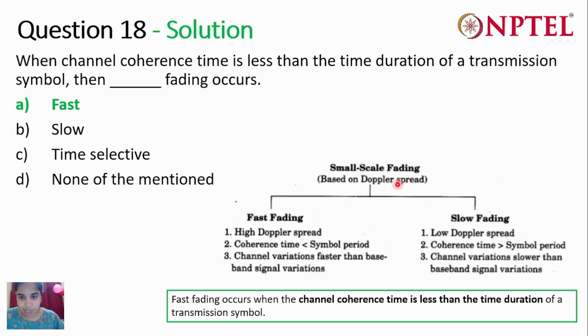Based on Doppler spread, small scale fading can be divided into two categories. One is fast fading, the other is slow fading. In fast fading, the main criterion is that the channel's coherence time is lesser than the symbol period. So we are expecting the channel to vary within the symbol period itself. The channel variations are faster than the baseband signal variation. In slow fading, the coherence time of the channel is greater than the symbol period. So we are expecting the channel to almost remain constant for the particular symbol, and channel variations are slower than the baseband signal variation. So the answer here is fast fading.